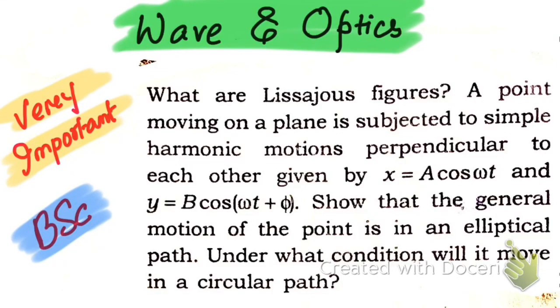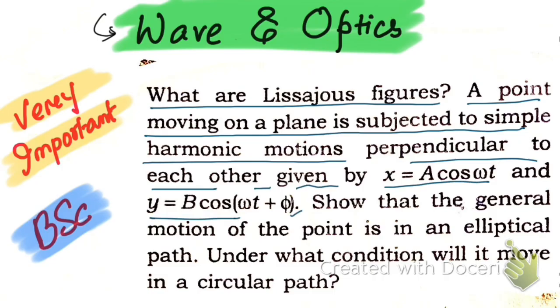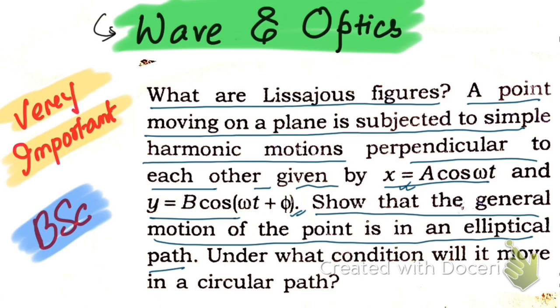Hello friends, in this video we are going to solve a very important question of waves and optics. The question is: what are Lissajous figures? A point moving on a plane is subjected to simple harmonic motions perpendicular to each other, given by x and y. These are the displacements along x and y, so that the general motion of the point is an elliptical path. Under what condition will this path be a circular path?